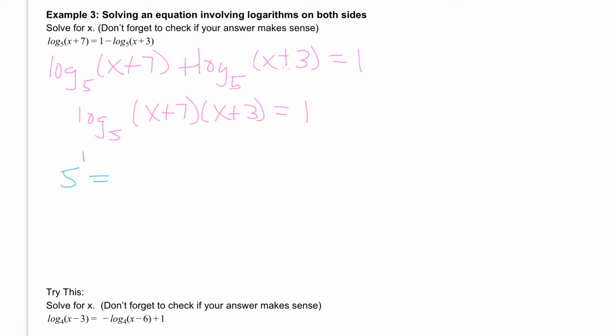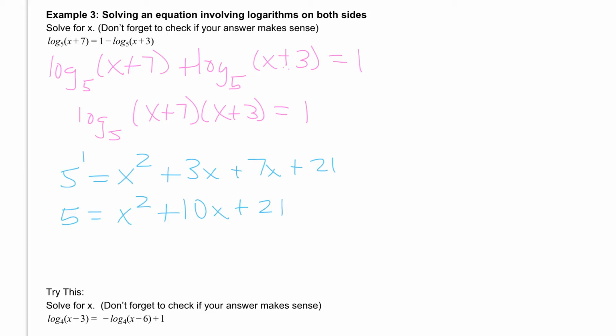Instead of writing this out, I'm going to go ahead and start foiling it and multiplying it out to here. So I'm going to start with x times x, which is x squared, x times 3, which is 3x, 7 times x, which is 7x, and 7 times 3, which is 21. So if I simplify the left-hand side, 5 to the first power is just 5. And on the right-hand side, I can combine 3x and 7x to get x squared plus 10x plus 21.